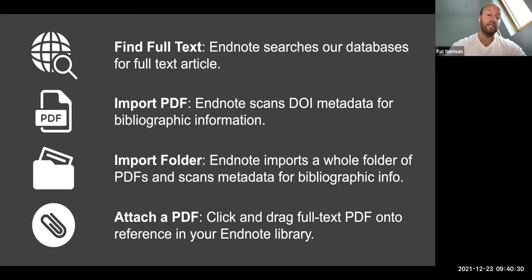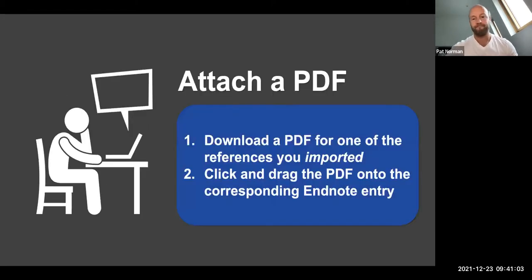And what I've just showed you is the attach PDF, which is the tried and true one that will work 100% of the time. Whereas with Find Full Text, it probably only works 60 to 70% of the time, depending on the discipline. And importing PDFs and importing folders generally works, but with some older articles, it won't work because that metadata isn't there. Also, if you're dealing with a PDF that is, say, a government report, it won't have a DOI at all, so it won't import properly. So I've showed you how to attach a PDF because that's the most reliable. In the Experienced Users Workshop, we'll go into those other options as well.